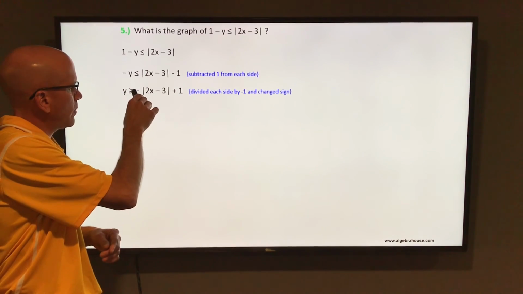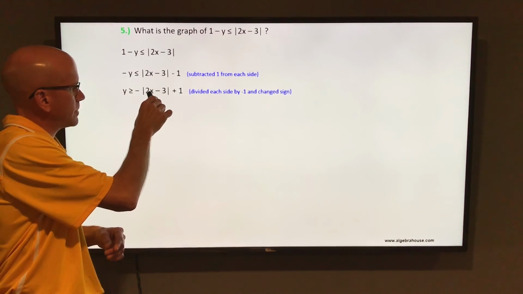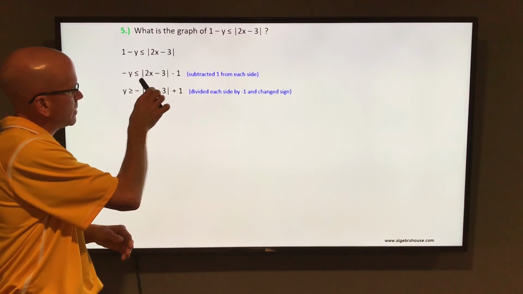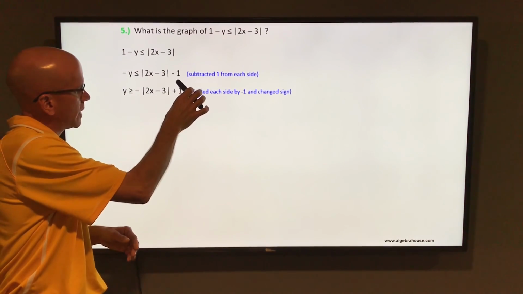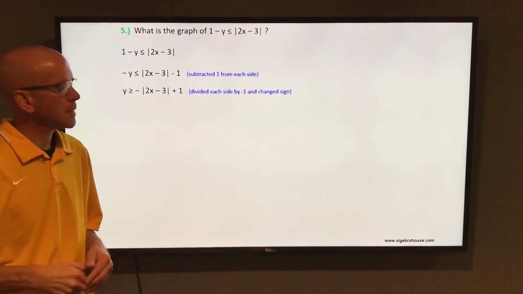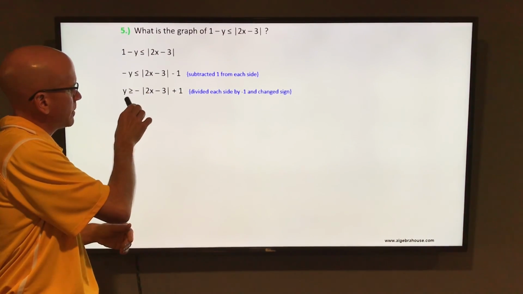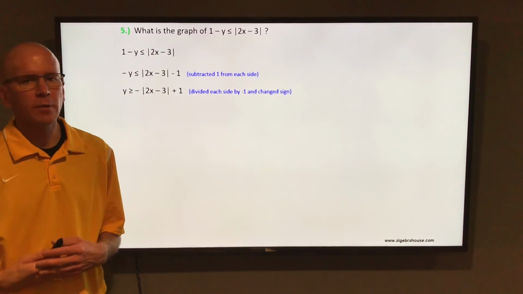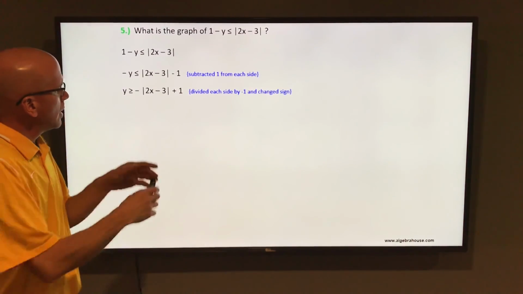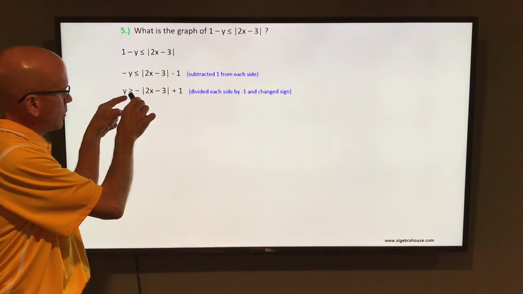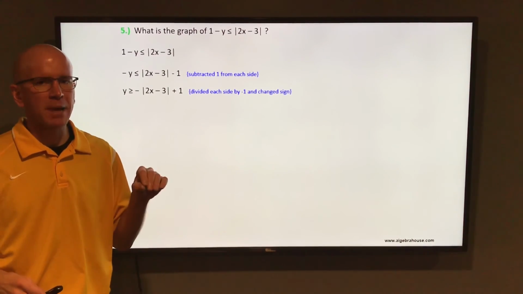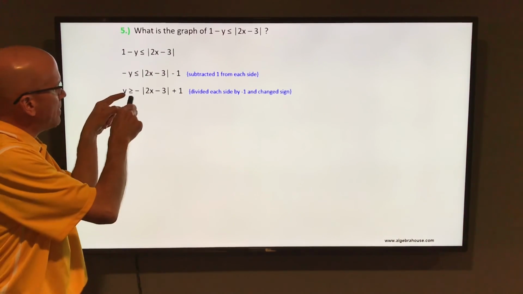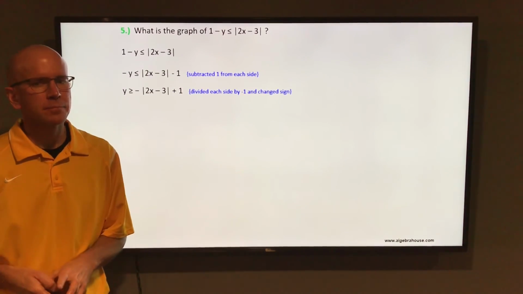Y is greater than or equal to the negative of the absolute value of 2x minus 3 plus 1. So we took the negative of this absolute value, and the negative of a negative 1 became a positive 1. And also, since we divided by a negative number, we changed the inequality sign from less than or equal to greater than or equal to. So right now, looking at that greater than or equal to sign, I can tell you when we get the boundary line down, everything above that boundary line is going to be shaded based on that inequality sign.